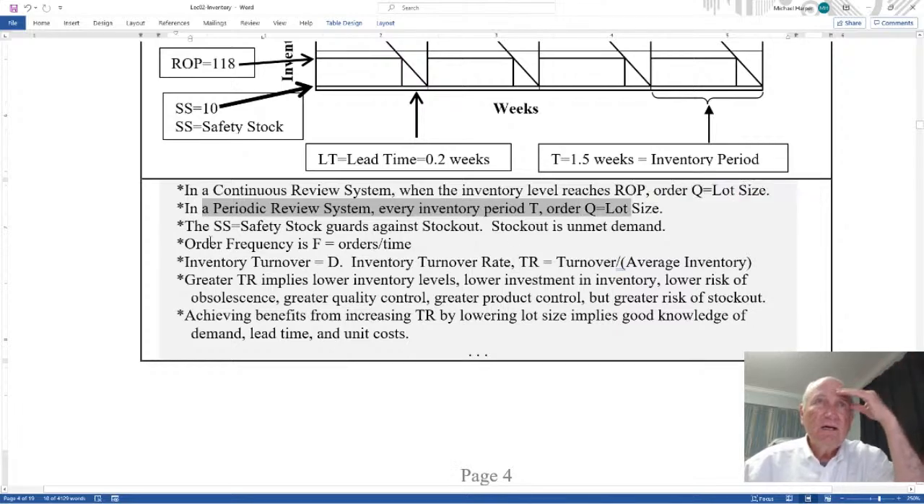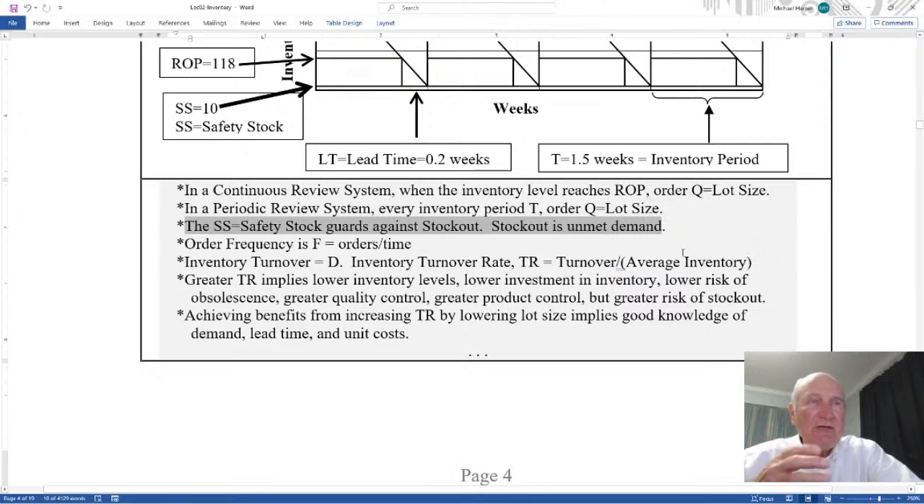Definitions. The safety stock guards against stock out. Stock out is unmet demand. Stock out does not mean you have zero inventory. It means you have demand on your system that's not being met. That's stock out. That's extremely costly, and that's something that people do not want. Okay? Order frequency is the orders over time. Like if you place 3 orders every week, the order frequency is 3 per week.